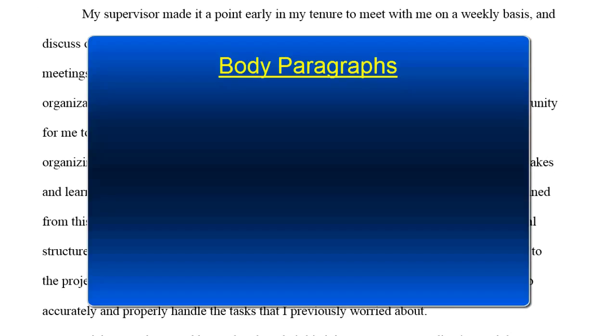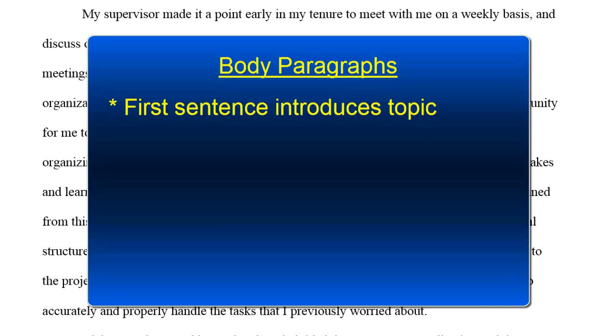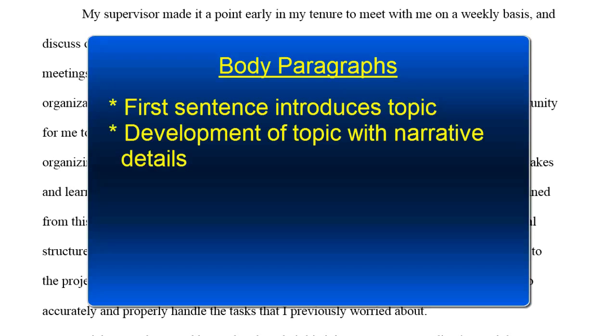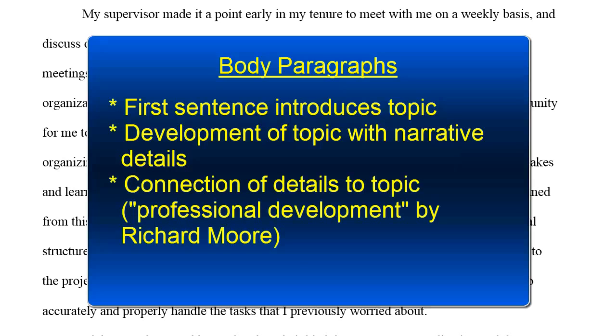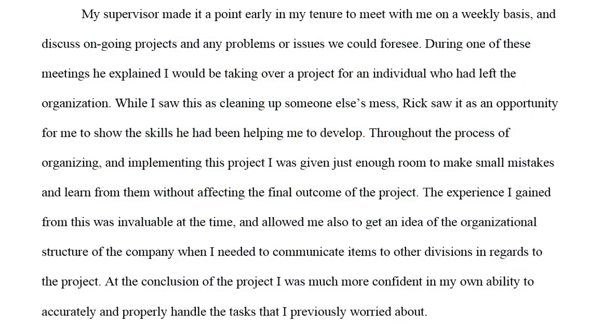Remember what we're looking for in a body paragraph. An opening sentence that serves as a sort of topic sentence that will be developed with narrative details, because you're writing a narrative essay. In the body paragraph, we will also expect the writer to tell us how these details relate to the thesis or theme just stated in the intro. In this case, that theme is the professional development experienced under the supervision of Richard Moore. Let's read the first body paragraph.